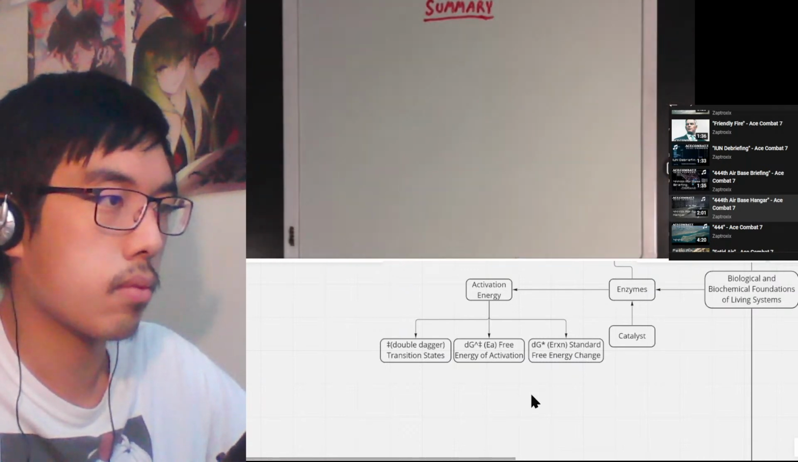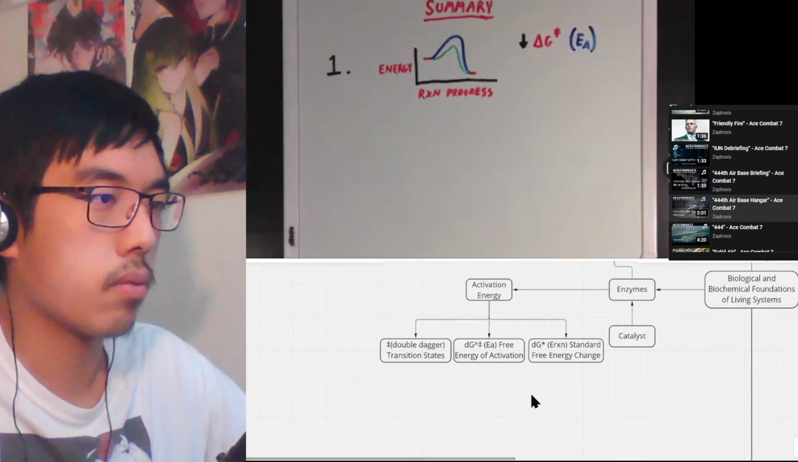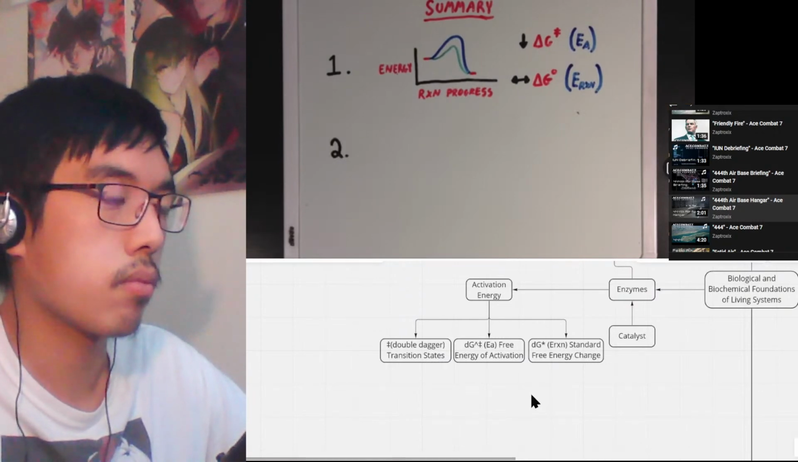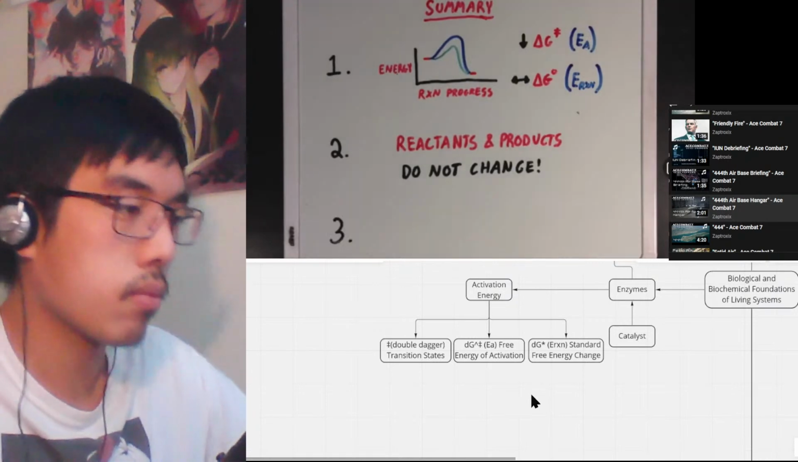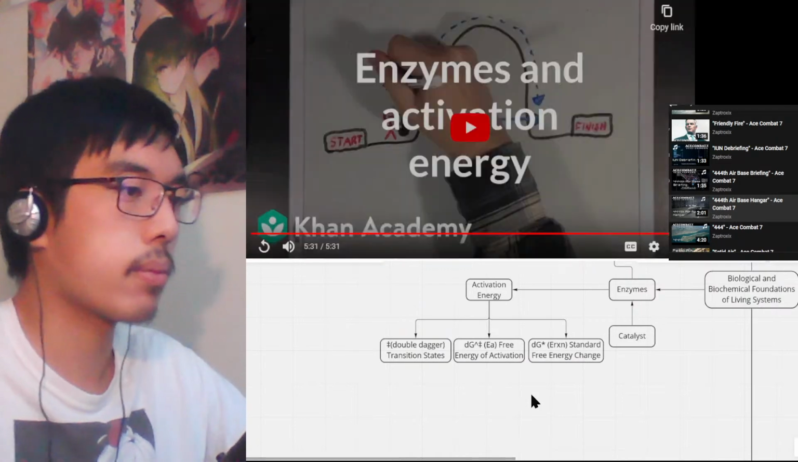So what did we learn? Well, first we learned that enzymes work by lowering the free energy of activation of a reaction, making it much easier for the reactants to transition and form products. And we also learned that the free energy of the reaction doesn't really change when you use an enzyme and when you don't. Second, we learned that despite the changing pathway to get from A to B, the reactants and products do not change when using enzyme versus when not using enzyme. And finally, we learned that enzymes are not consumed when they catalyze a reaction, and the same enzyme can catalyze reactions over and over again.